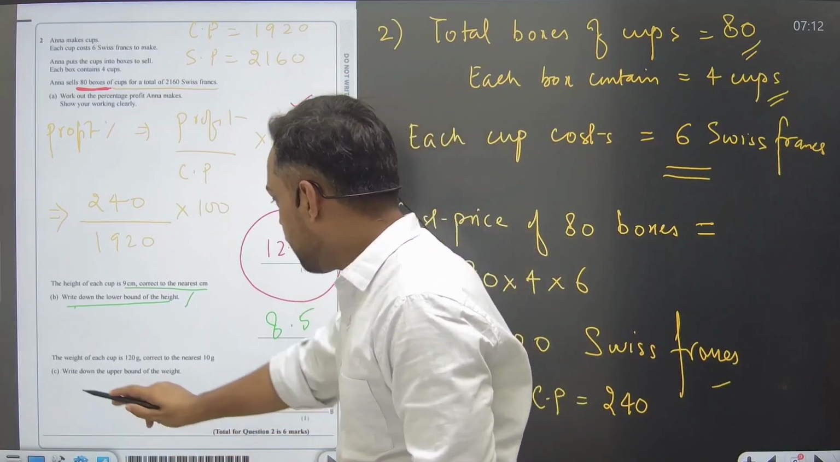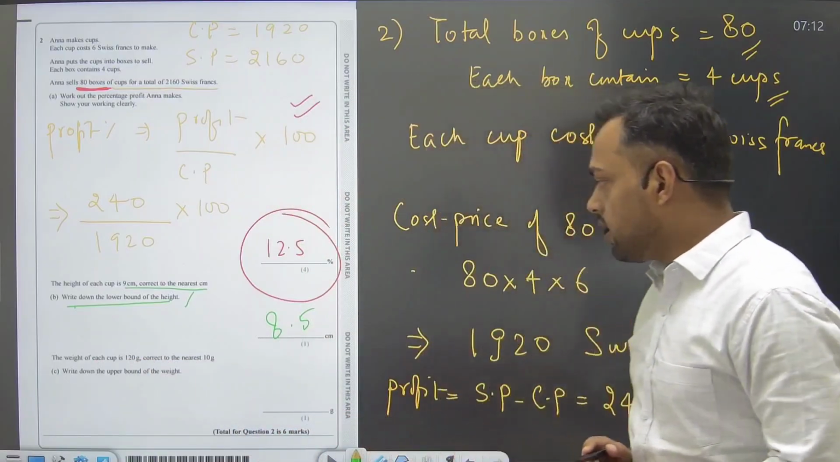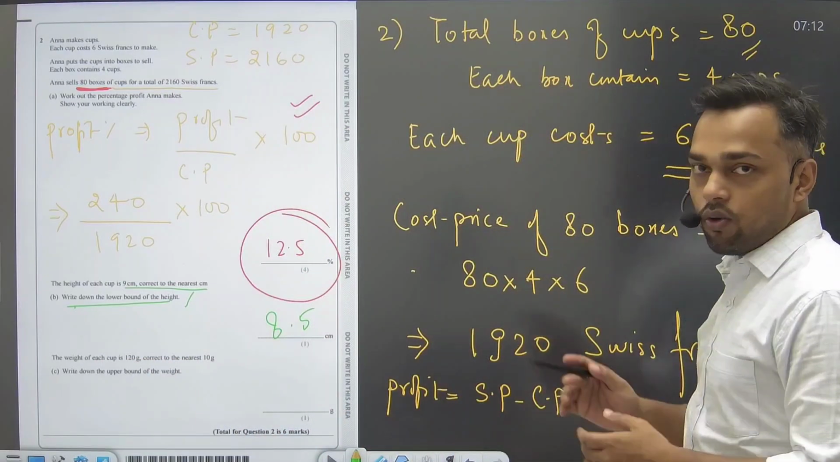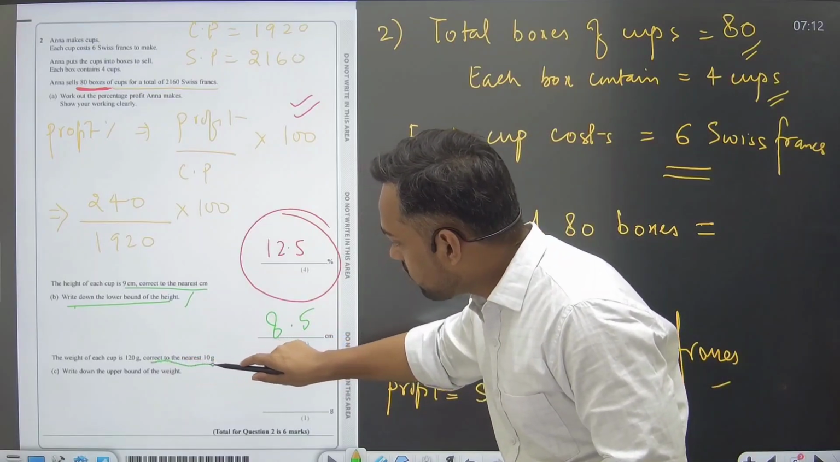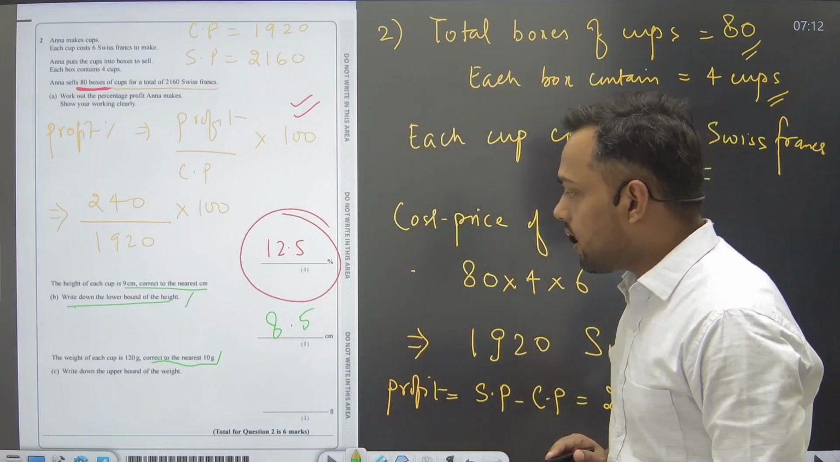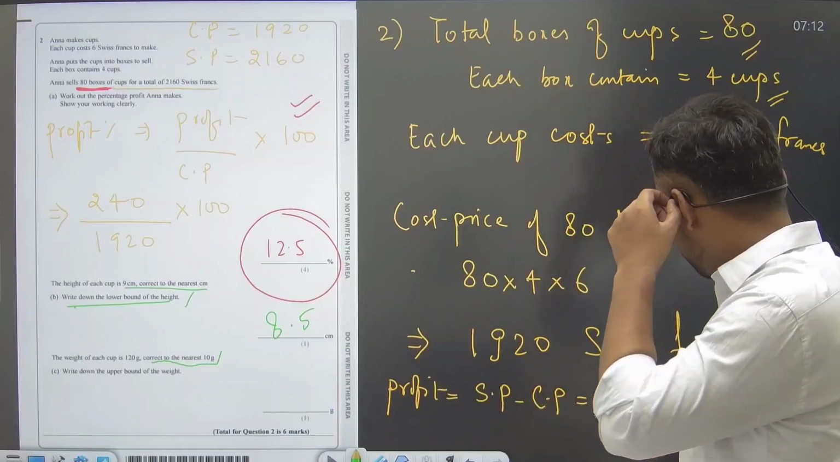Okay, the weight of each cup is 120 gram, correct to the nearest 10 gram. Now here the nearest term they are asking for is 10 gram. Write down the upper bound of the weight. Same we have to do.